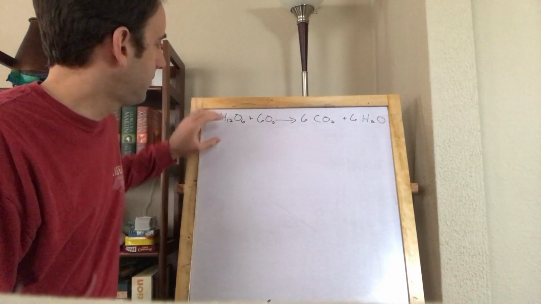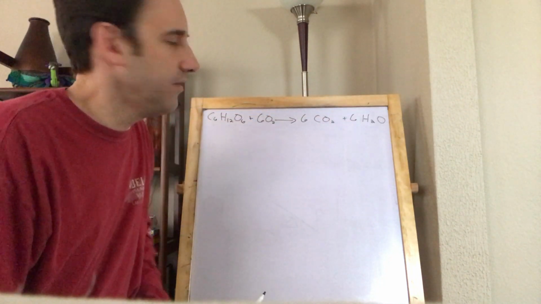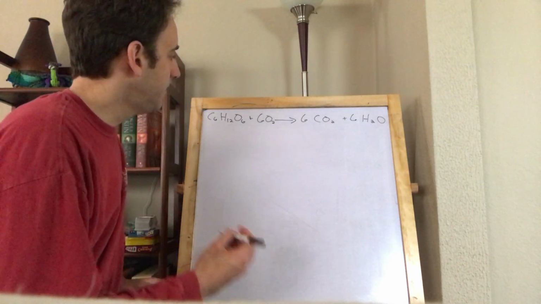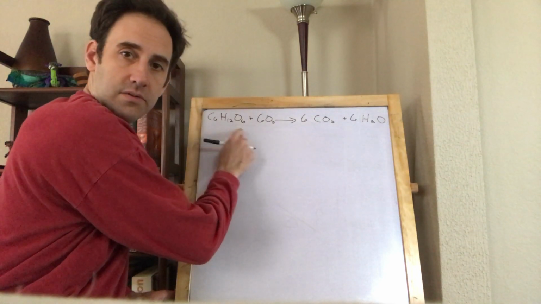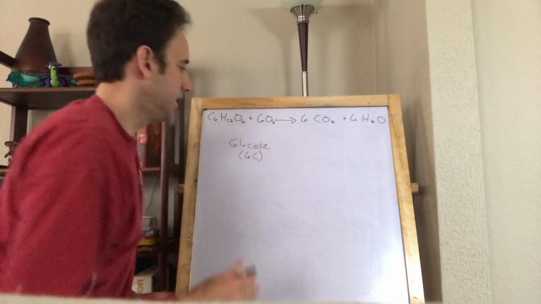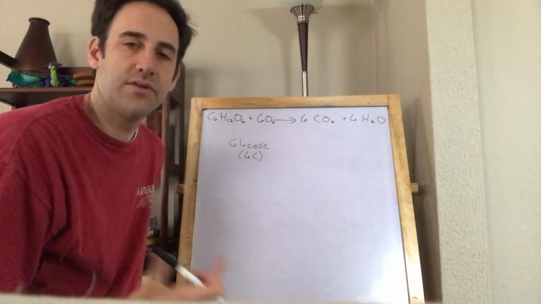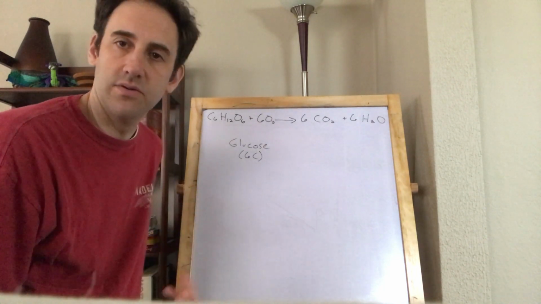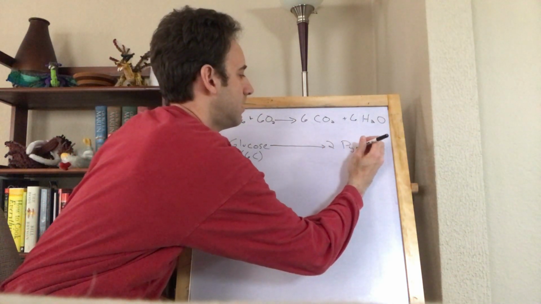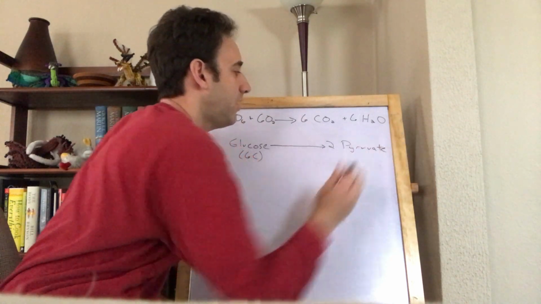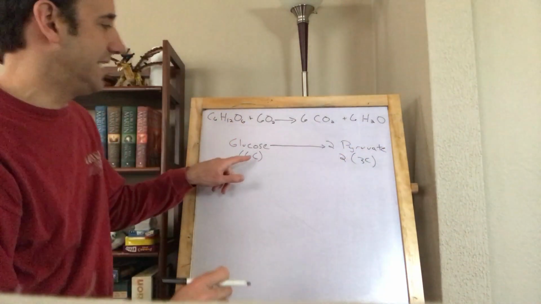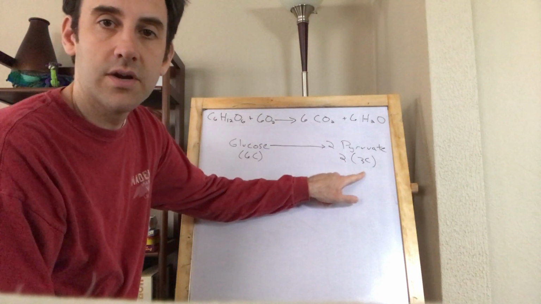So this overall equation, glucose plus oxygen yields CO2 and water, can be broken down into three main phases: glycolysis, the Krebs cycle, and the electron transport chain. We're going to start with glycolysis. In glycolysis, we start with glucose, which is a 6-carbon molecule. We carry out a series of chemical reactions where we slowly break glucose down, and at the end we end up with 2 molecules of pyruvate. Each pyruvate is 3 carbons, so we are breaking a 6-carbon glucose unit into 2 3-carbon pyruvate molecules.